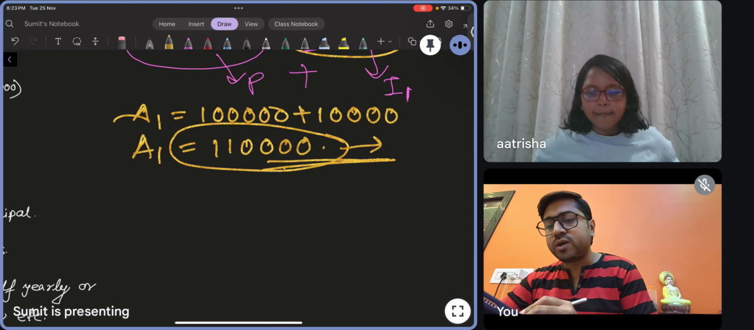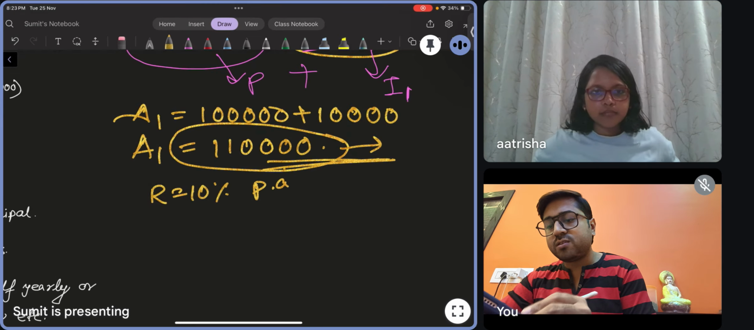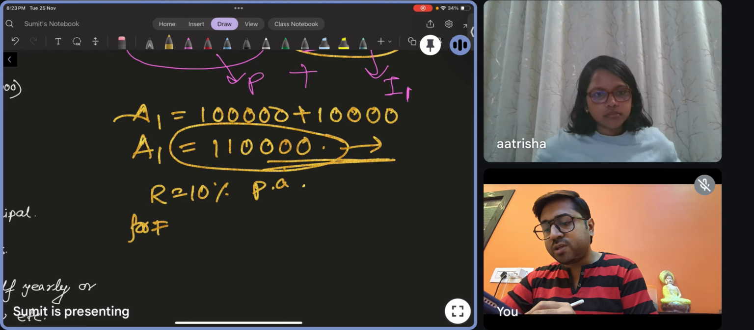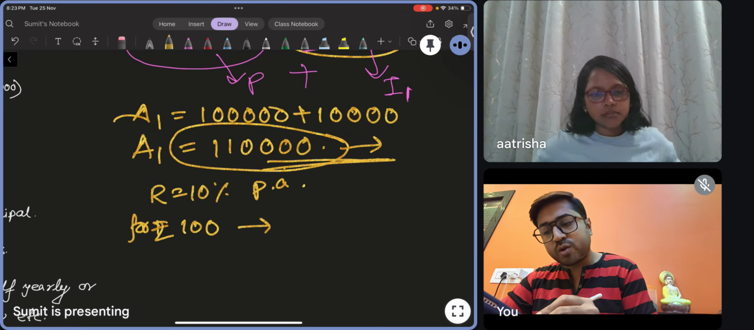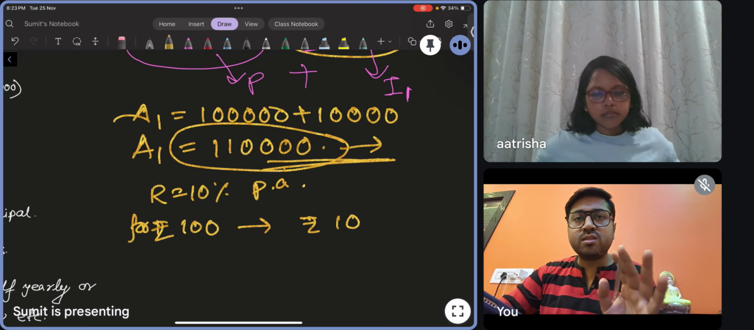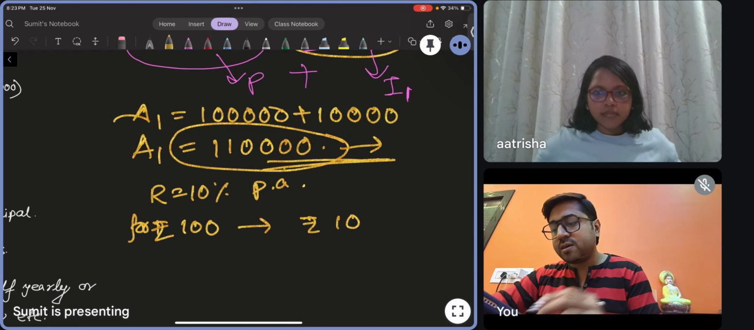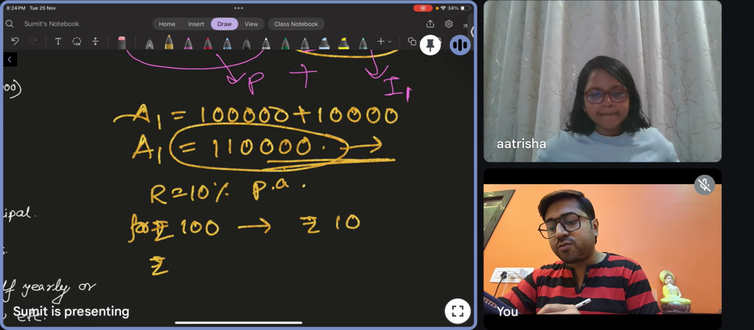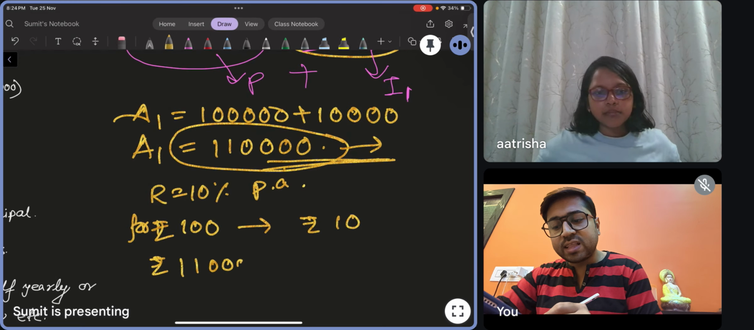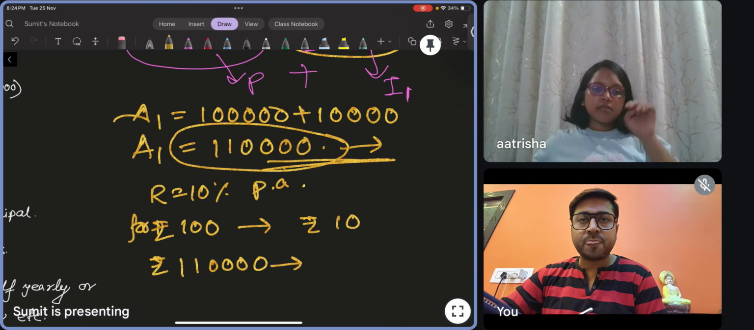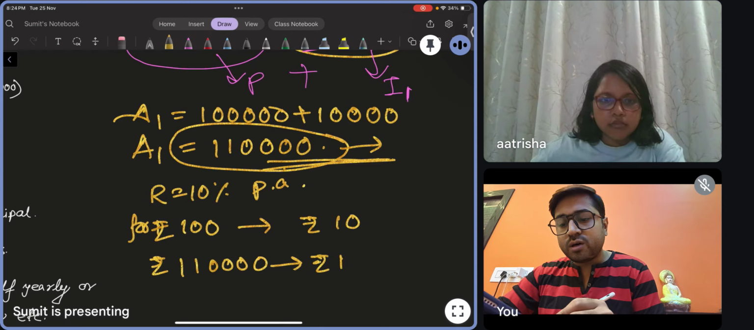Now in the next year when you are calculating the same thing, the rate of interest will be the same, 10% per annum. That means you have to pay rupees 10 for rupees 100. You have to pay rupees 10. That's why the rate of interest is 10%. But now we will calculate for rupees 1,10,000 how much you have to pay. If you calculate, it will be 11,000.